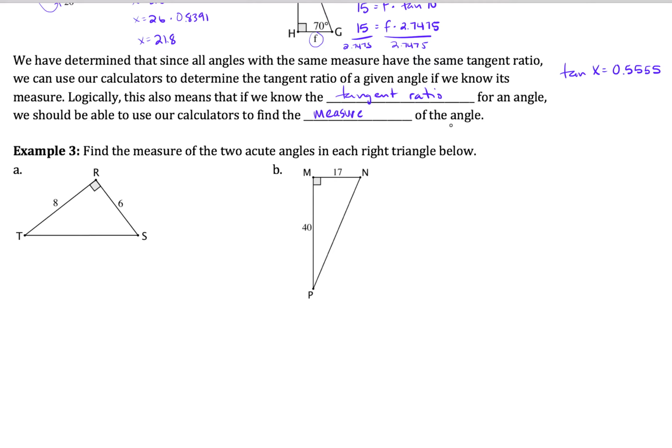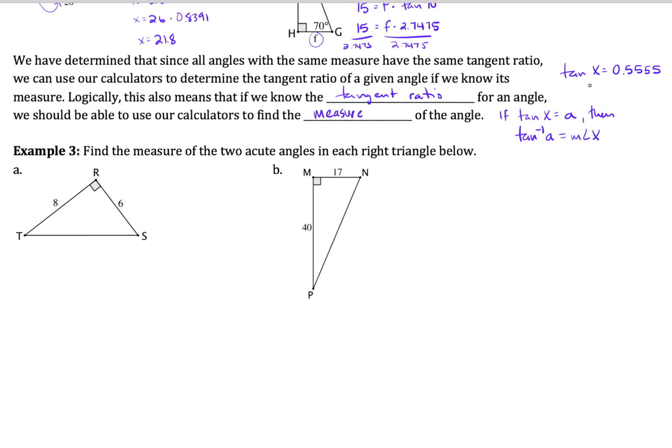Now what we're going to be doing for this is using something called the tangent inverse. And it looks a little bit like this. If the tangent of angle x equals some value a, then if we take what's called the tangent inverse, which is usually written as tangent with a -1 little exponent there, if we take the tangent inverse of a, that will tell us the measure of angle x.